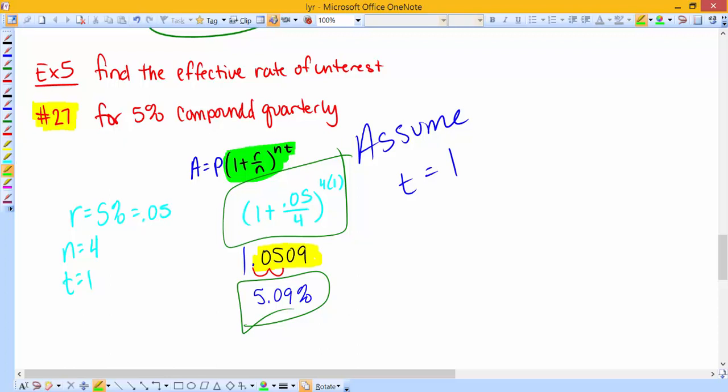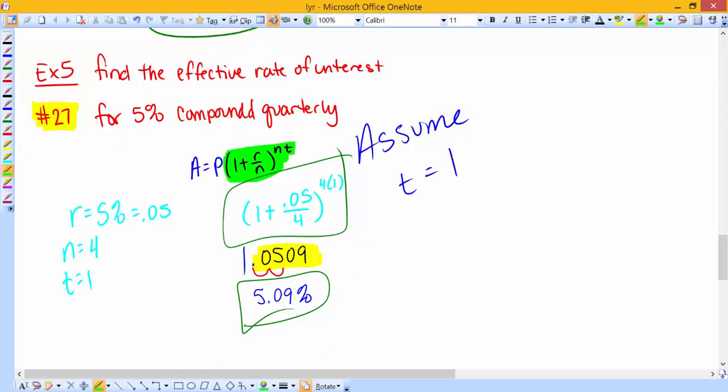So I plug in the 1 year, 0.05 divided by 4, hit equals, add 1, hit equals, caret 4. And you get 1.0509. You ignore the 1. Remember, the 1 represented your starting amount. I'm not worried about how much money I started with. I'm worried about how much money I'm going to end with. And the interest rate that is actually being applied to my account is not 5%, it's 0.09%.